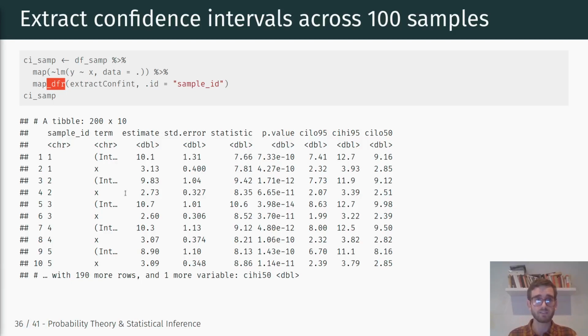So with 3 lines of code, we're doing quite a lot of computation, right? We had a population, we took 100 samples from that population, we ran 100 regressions, and now for each of those regressions we extracted the coefficients, one for the intercept and one for the slope, and for each of those, 2 sets of confidence intervals, the lower bound and the upper bound of the 50% and 95% confidence interval.